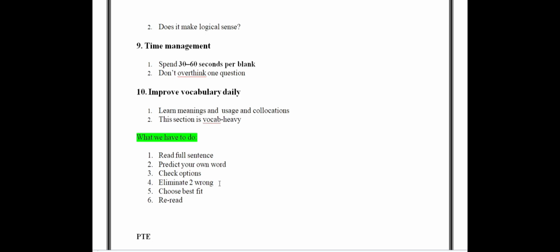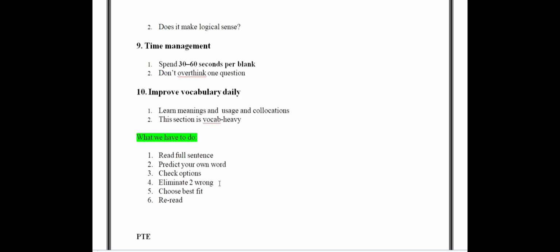Fine. So what is it exactly we have to do? First thing, read the full sentence and if possible, read the full paragraph, and understand the context. Predict your own word based on the story. Check the options you have. Eliminate the 2 wrong options. Choose the best fit, and then before you go to the next question or the next blank, please give a reread and then proceed.